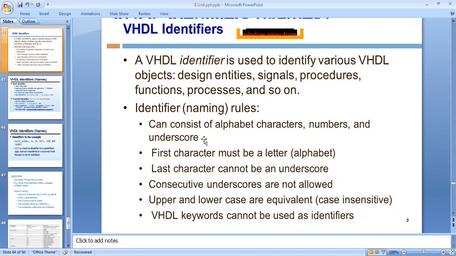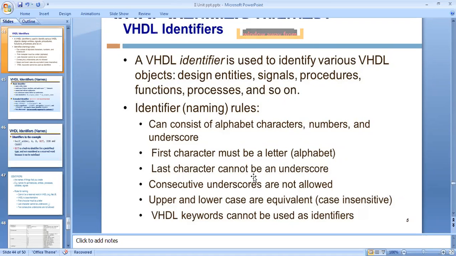Similarly, to form full adder, full underscore adder. So the identifier must consist of alphabet letters, numbers, and underscore. And what is the second rule? The first character must be a letter. That is, the first character is always an alphabet; letter means alphabet, English alphabets from A to Z.